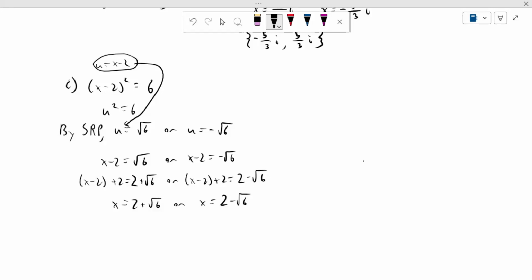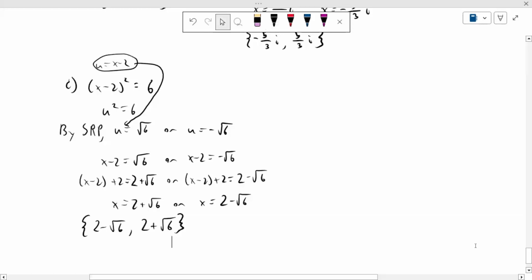Any questions on it? Okay, so now that we have that, my solution set is 2 minus the square root of 6, 2 plus the square root of 6. Okay. Questions? Any questions on it? Okay.